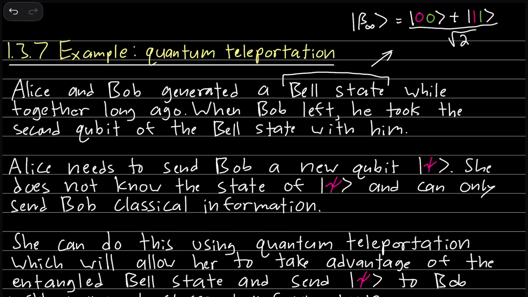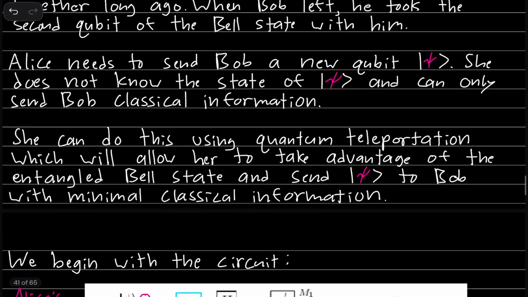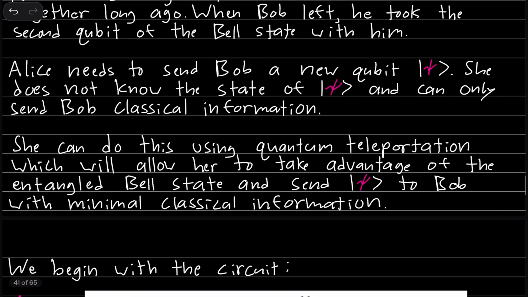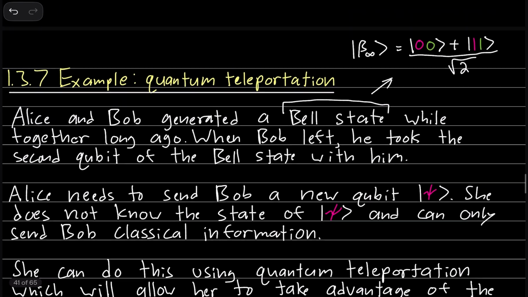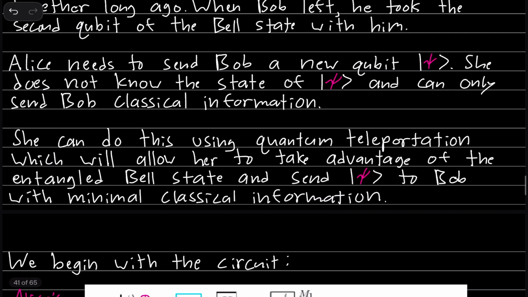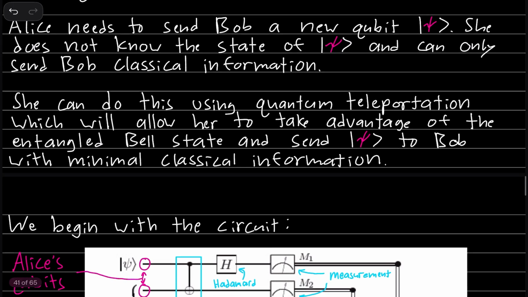And now Alice needs to send Bob a new qubit, ket psi. And she doesn't know the state of ket psi. That is, she doesn't know the amplitudes alpha and beta that make up alpha ket 0 plus beta ket 1. And she can only send Bob classical information. Well, she can do this using quantum teleportation. And so that's going to allow her to take advantage of this entangled Bell state here and send ket psi to Bob with minimal classical information.